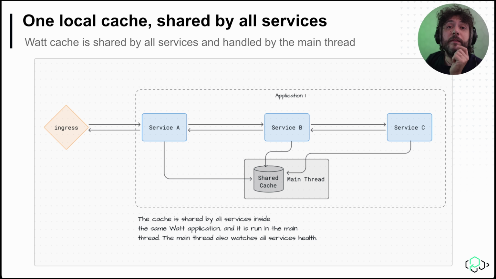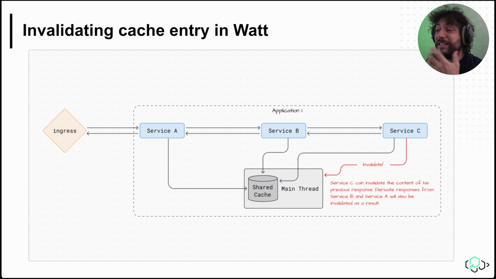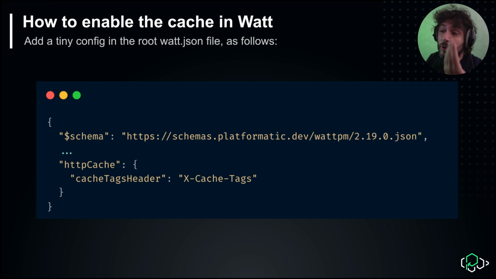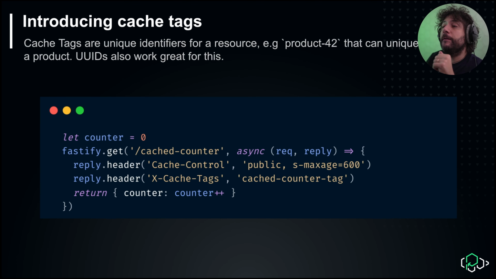However, that's not finished, because it is a shared cache, we can also implement invalidations. How does it work? Well, if the data is changing, then we can actually invalidate it. We can invalidate the content of previous responses from the source by just calling an API. How does it work? First of all, we need to enable caching, and in the root vat.json file, we need to specify HTTP cache. Just enable it.